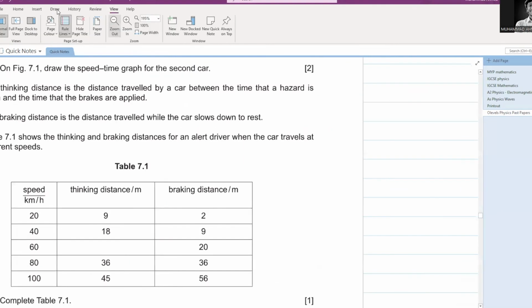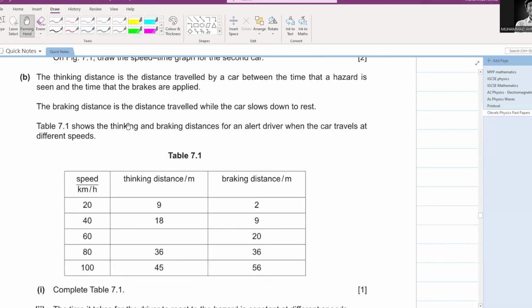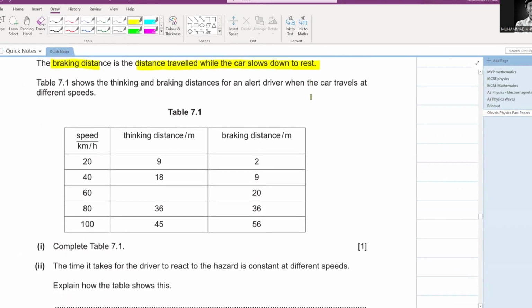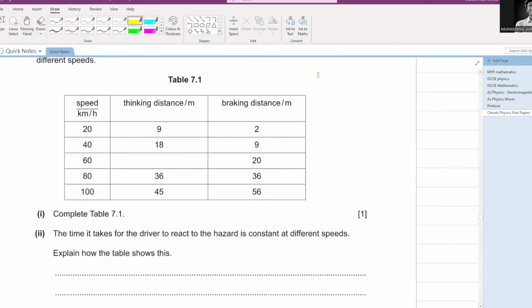So let's zoom out. Let's see this. What is written? The thinking distance is the distance traveled by the car between the time that a hazard is seen and the time that brakes are applied. Perfect. What is thinking distance, beta? Thinking distance is the distance traveled by a car between the time that a hazard is seen and the time that the brakes are applied. Perfect. The braking distance is the distance traveled by the car while the car slows down to rest. Perfect. Table 7.1 shows the thinking and the braking distance for an alert driver when the car travels at different speeds. Okay beta, the chart of thinking distance is also given, the chart of braking distance is also given. Perfect. Complete Figure 7.1. Perfect.